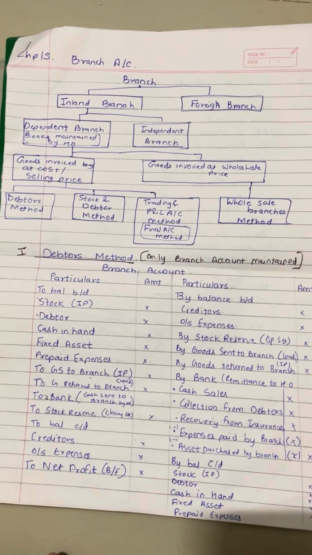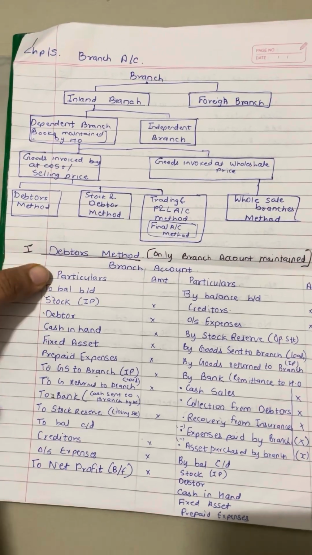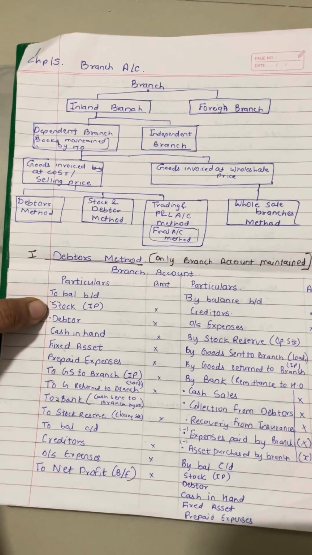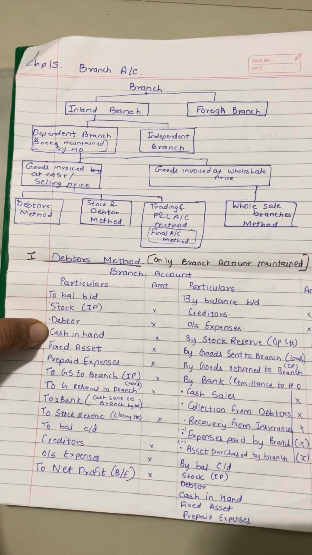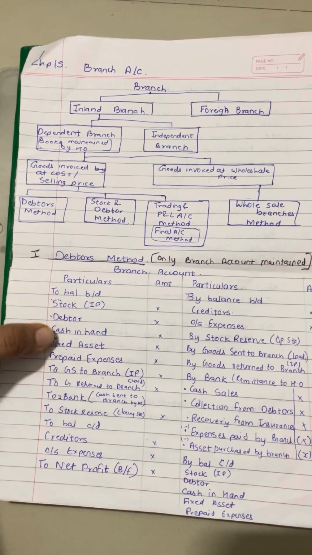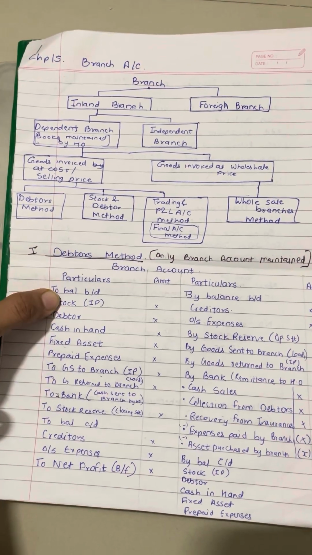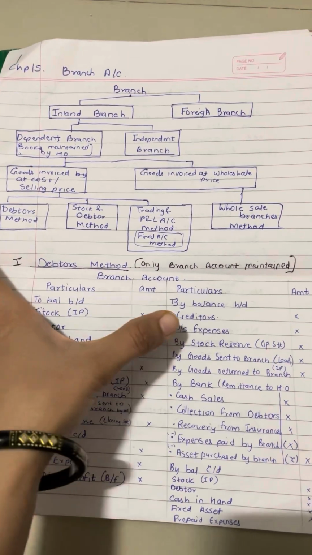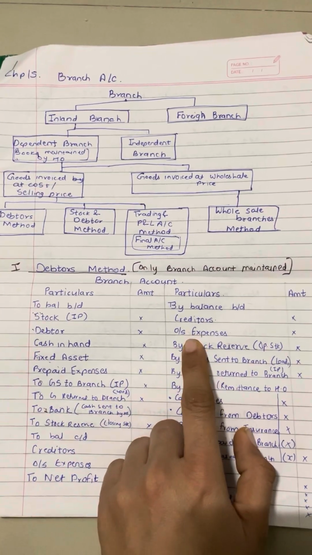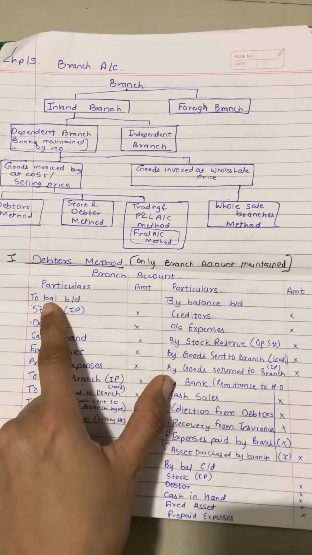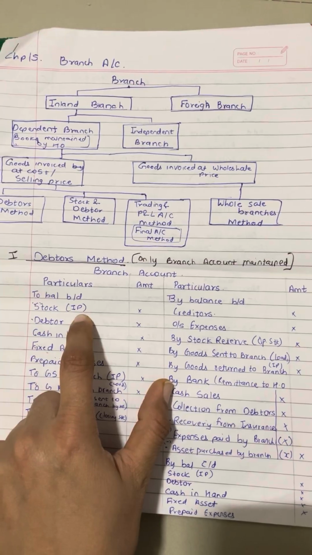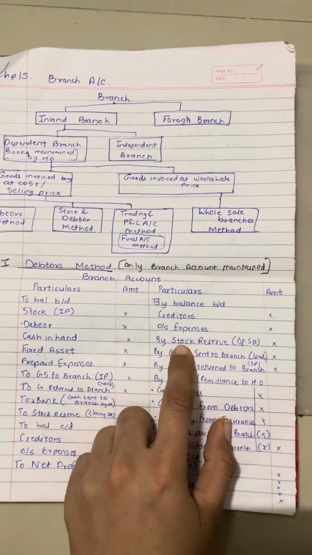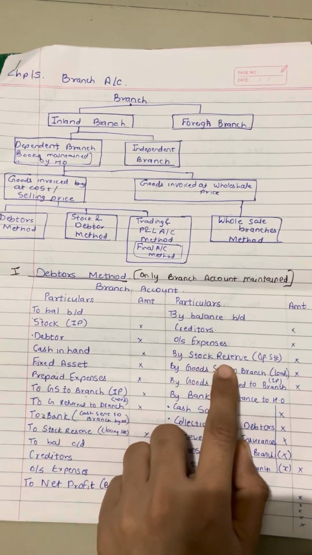In debtors method, first we have to write all assets. There are opening assets to balance b/d. First, stock, debtors, cash in hand, fixed asset and prepaid expense. These five we have to write. Stock should be maintained at invoice price, and for this, first assets, and here by balance b/d, creditors and outstanding expenses. Now here stock is at invoice price, and for this stock reserve has to be maintained, so the entry we will put will be by stock reserve account.